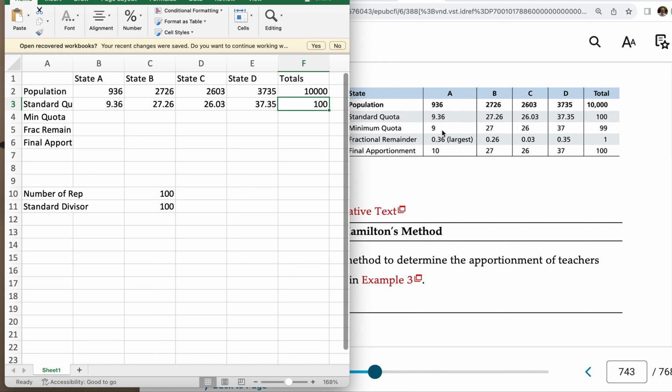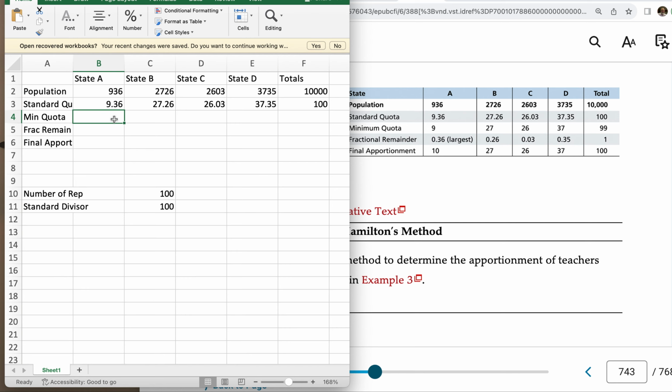Now, here, the minimum quota was, okay, every state should get at least that whole number, the 9, the 27, the 26, and the 37. That's the minimum they should get. So to do that, we need to throw the decimal away to get this row. In math, that's called truncating a number.